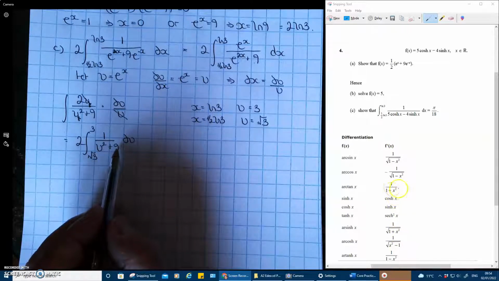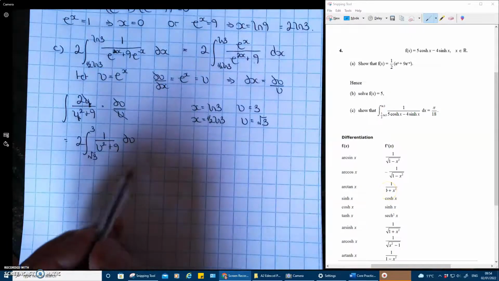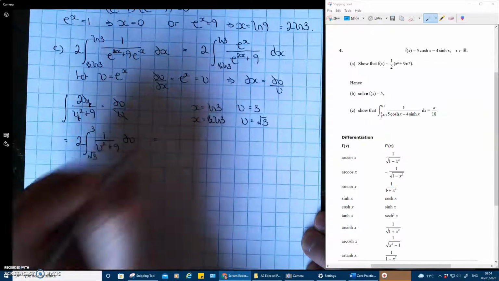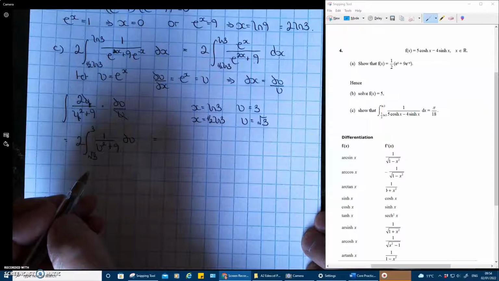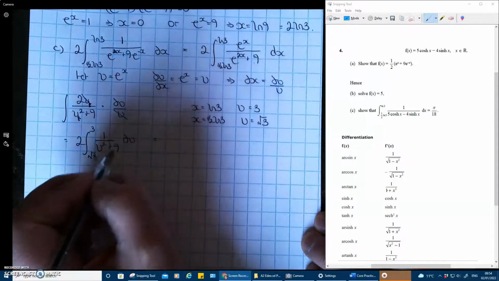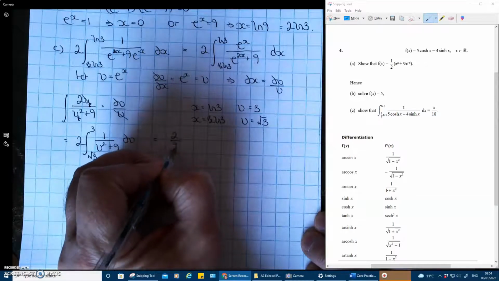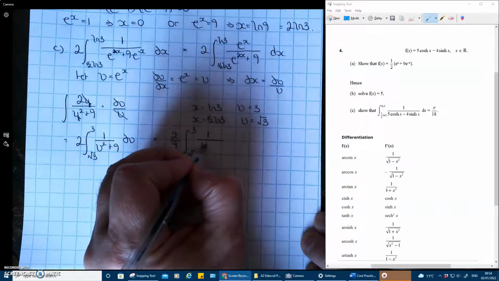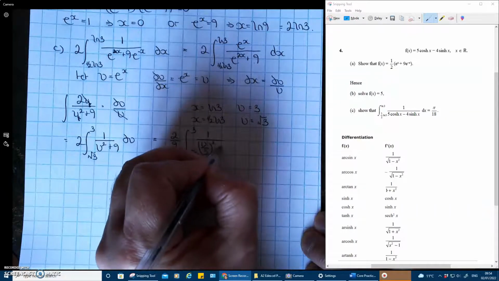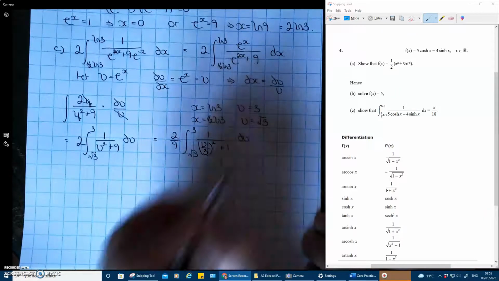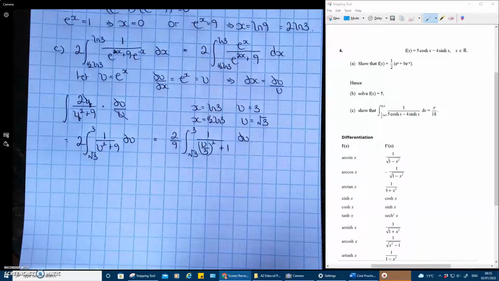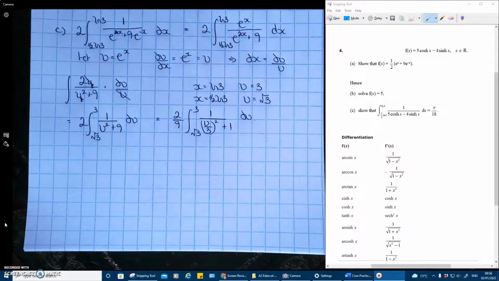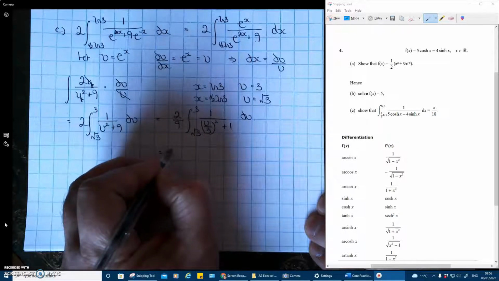The one we're interested in is this one here. So I'm going to have to write it in the form something squared plus 1. So I'll take a factor of 9 out. That's 2/9 times the integral of 1 over (u over 3) squared plus 1 du. We could do a substitution again, that u over 3 equals t or something, but we could, if we're careful, do it directly, but this is 2/9.